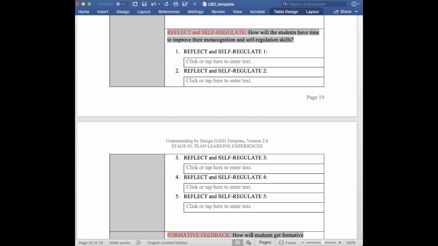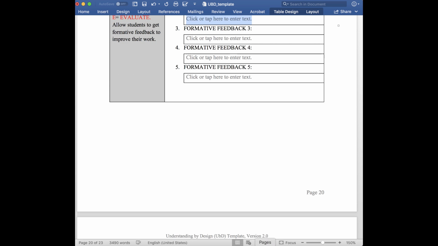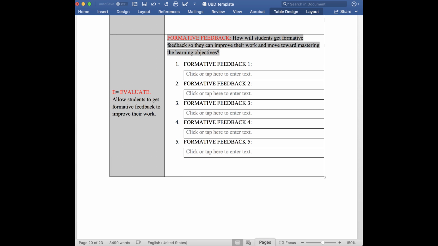How will the students have time to improve their metacognition and self-regulation skills? So again, you want to give students opportunities to think about the concepts, the big concepts that are underlying the unit, give them a chance to make those connections to their life or to other material that they have learned, so that they can break it down and make connections in ways that will help them to remember it long term. Next is E, the second E of WHERETO.